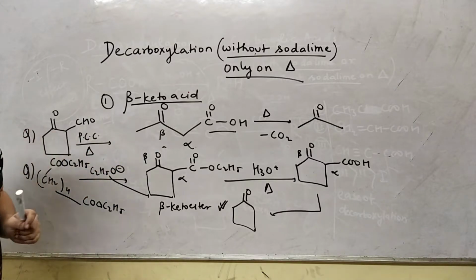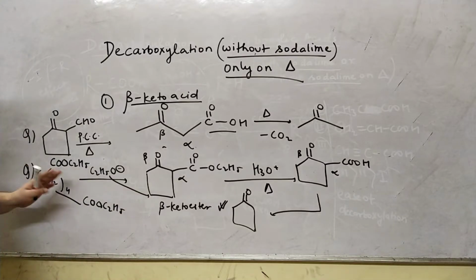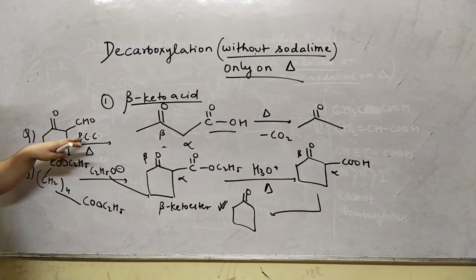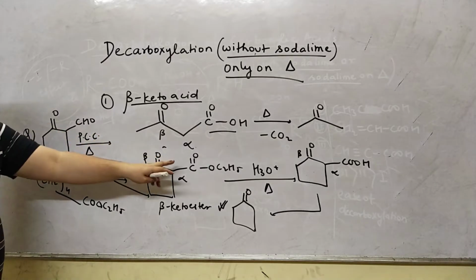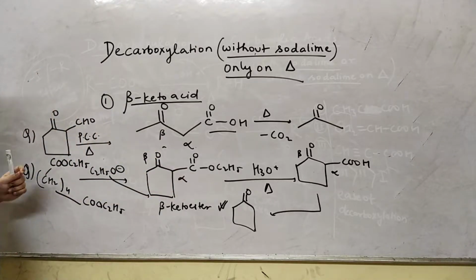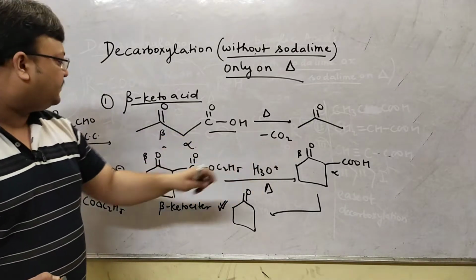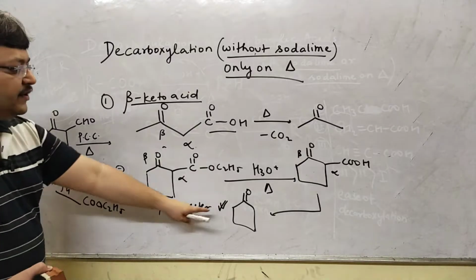Again, you will want to copy this at your convenience. Allow me to rub this. Learn about Claisen-Dieckmann. PCC naturally is a mild oxidizing agent which oxidizes only aldehydes to acids. So this will oxidize CHO to COOH, but because you have a delta sign, this will be the right answer.